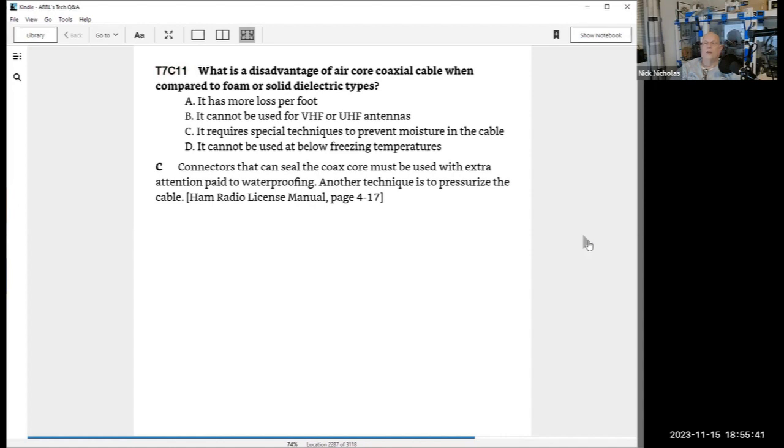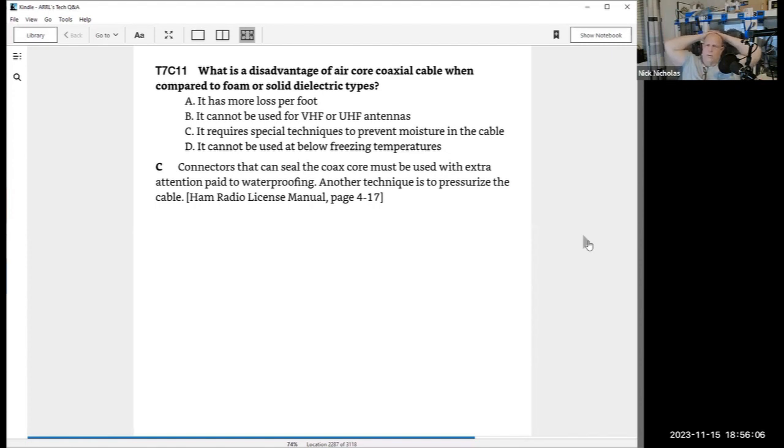What is the disadvantage of an air coaxial cable compared to a foam or solid dielectric type? First of all, the advantage of air coaxial: usually they're hard lines, but not always. Sometimes they're regular coax and they have a spiral holding the center conductor from the shield, and it's filled with air or gas.